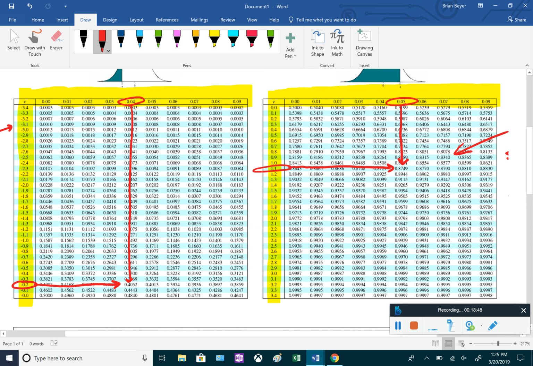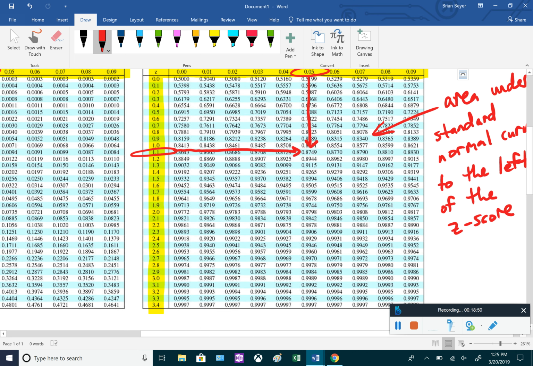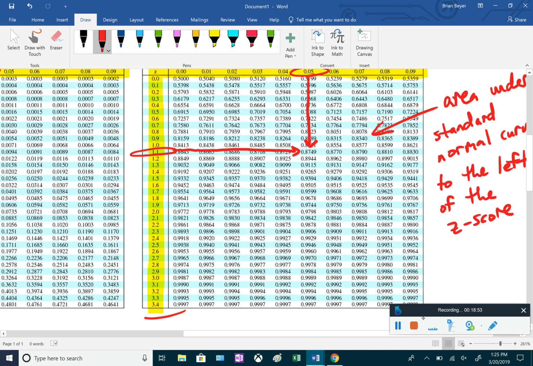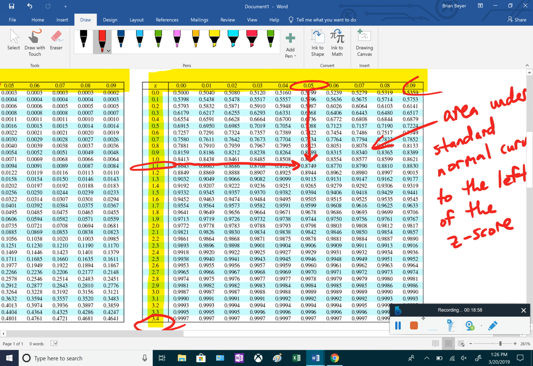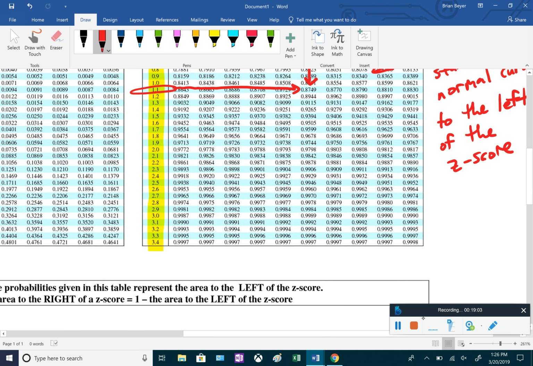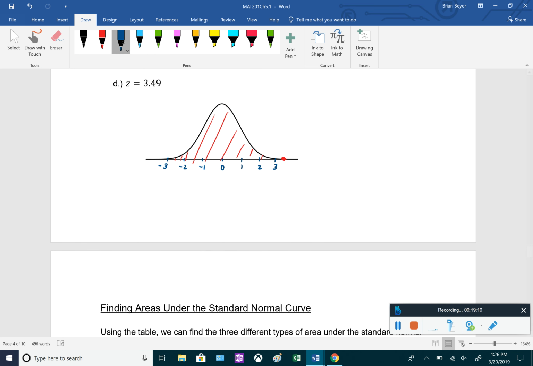So 3.49 is over here on the right. So 3.4 is all the way down here at the bottom. 3.49 is all the way over here for the hundredths place value. So that's going to be all the way at the bottom right where they meet. It's going to be this value right down here, which is 0.9998. So this area is going to be 0.9998, which is what we expected because it was almost the whole thing shaded in. It looks like the whole thing shaded in for us.